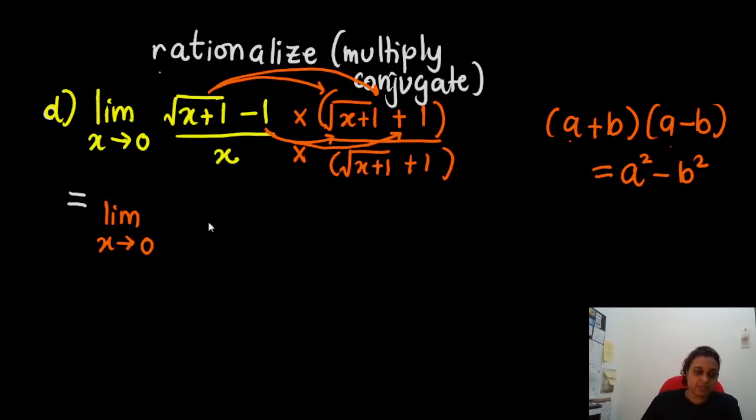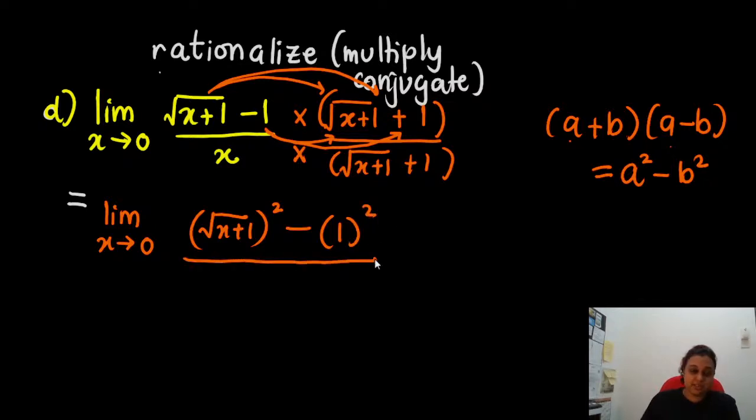Okay, we show this. Square root of x plus 1, squared, then minus 1, squared. Straight away, that's the answer actually. Okay, then the bottom one, you expand. Okay, expand one by one.